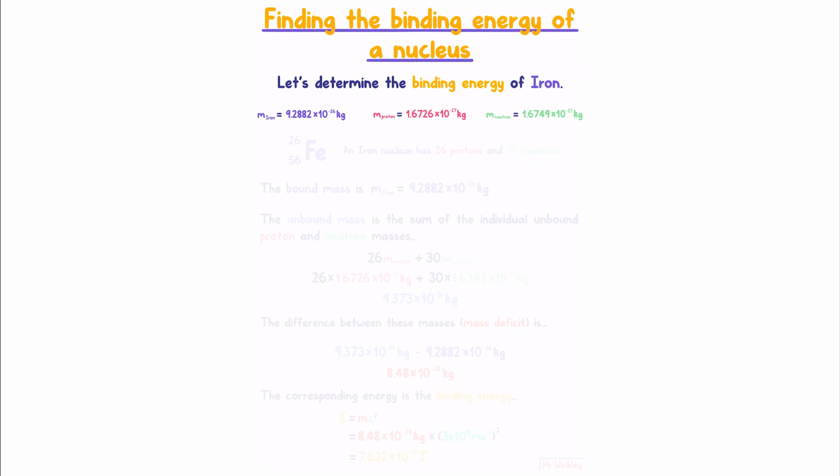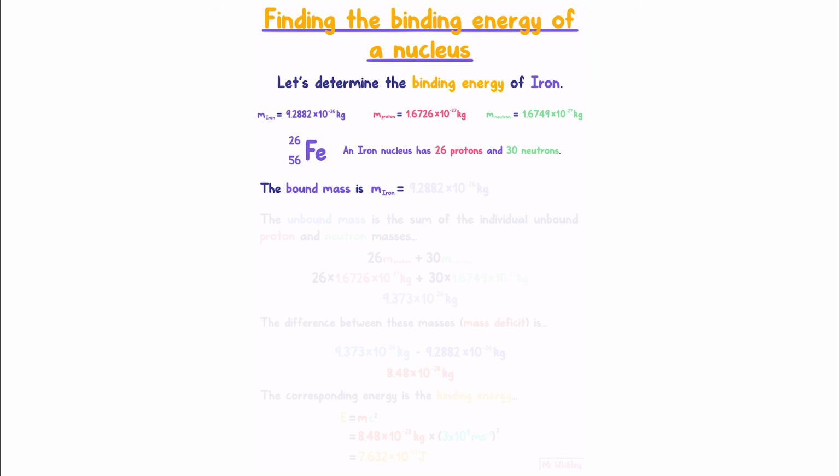Finding the binding energy of a nucleus. Let's determine the binding energy of iron. For this we need to know the mass of iron, the mass of a proton, and the mass of a neutron. Iron has an atomic number of 26 and an atomic mass of 56. An iron nucleus therefore has 26 protons and 30 neutrons, 56 minus 26.